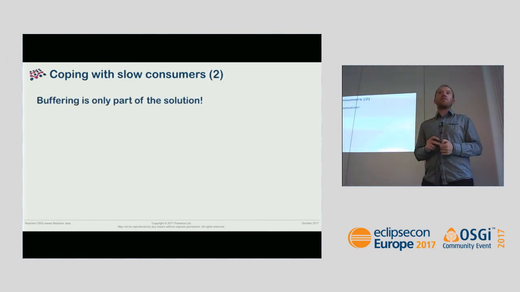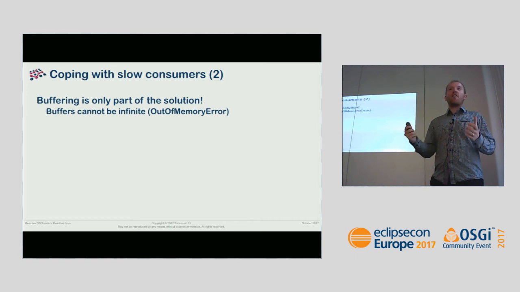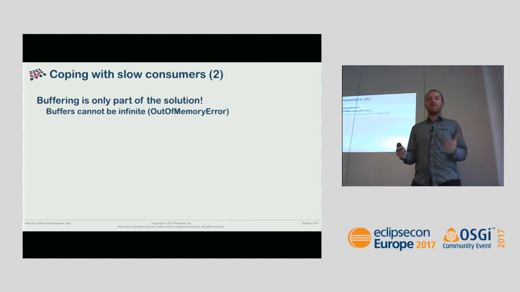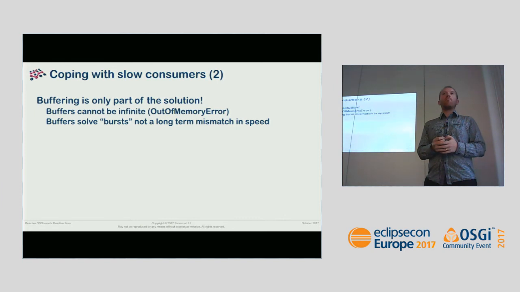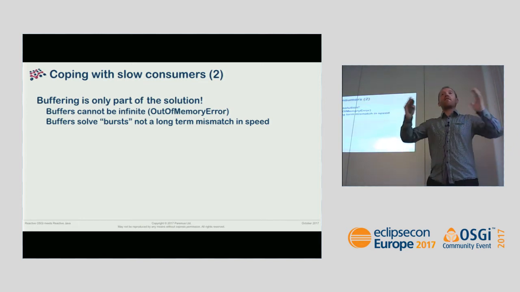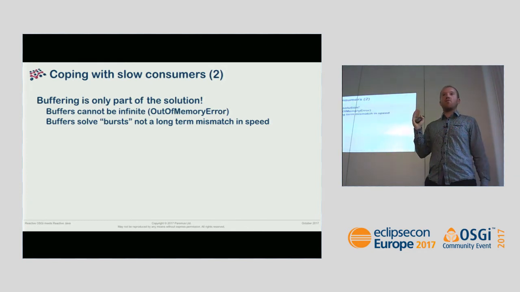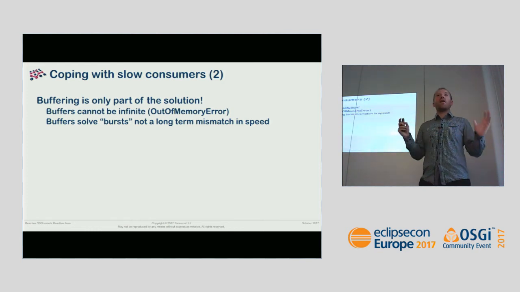But this is only part of the solution, right? Having a buffer is a significant but small part of fixing this, because your buffer can't just grow forever, right? You've got an out-of-memory error kind of problem if your buffer just keeps growing and growing. So a buffer is there to solve bursts, but not a long-term speed mismatch. A buffer protects you against, I got 5 events really, really quickly, but on average, my consumer is faster than my producer. It doesn't deal with, my consumer can cope with 10 events a second, and my producer produces 100 events a second. Buffering does not help you.